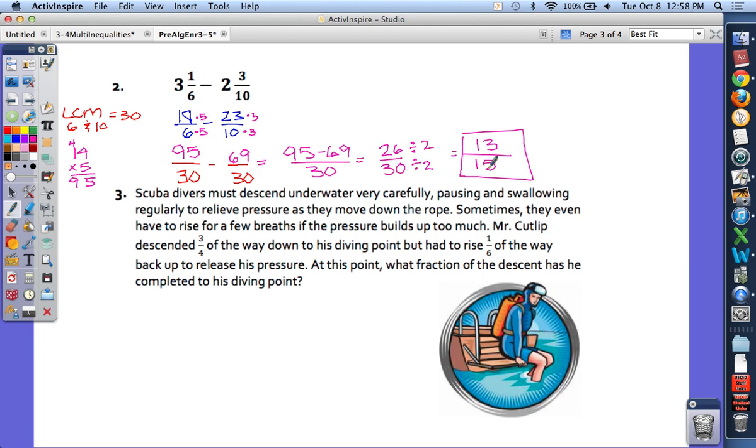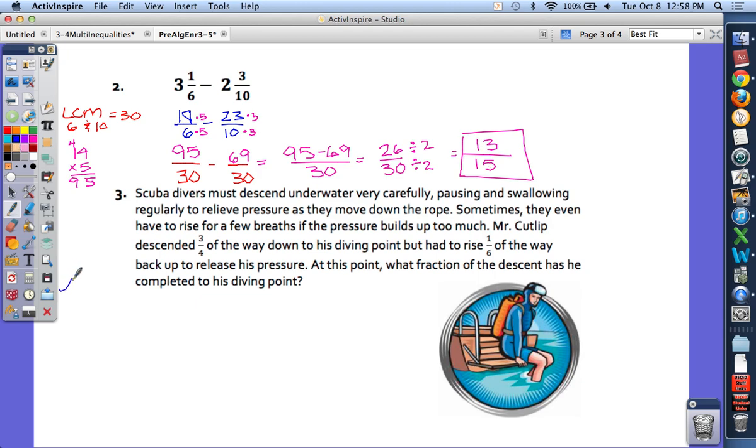Scuba divers must descend underwater very carefully, pausing and swallowing regularly to relieve pressure as they move down the rope. Sometimes they even have to rise for a few breaths if the pressure builds up too much. Mr. Cutlip descended 3/4 of the way down to his diving point, but had to rise 1/6 of the way back up to release his pressure. At this point, what fraction of the descent has he completed to his diving point?